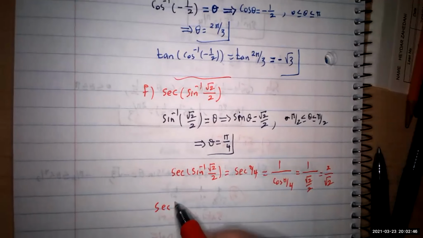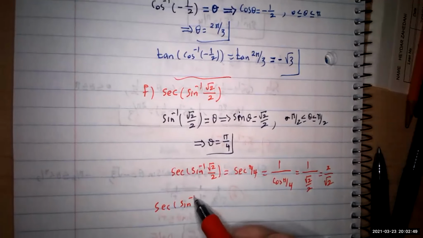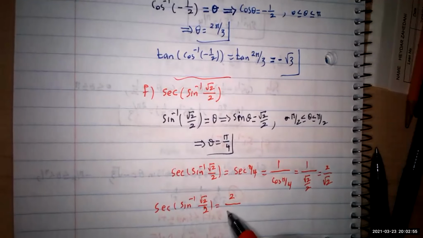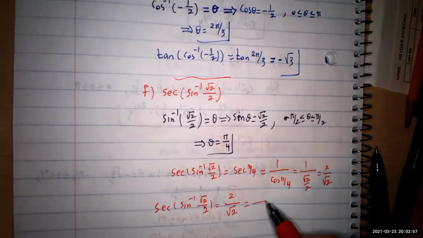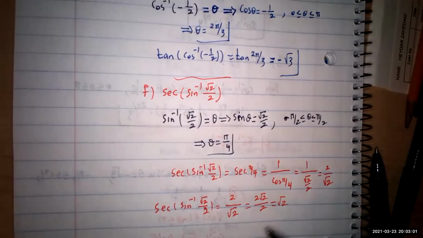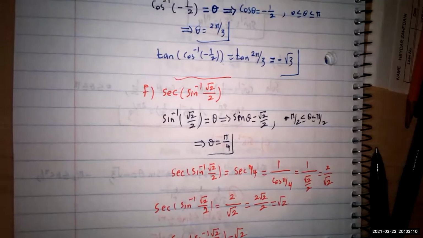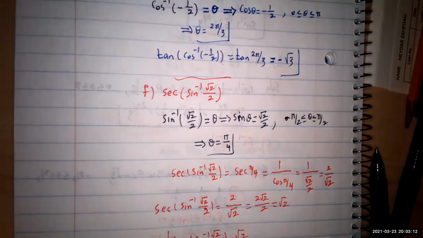So the secant of the sine inverse of radical 2 over 2 is going to be what? It's 2 over radical 2. It's going to be 2 radical 2 over 2, which is radical 2. So the secant of the sine inverse of radical 2 over 2 would be radical 2. So various formats, but the original angle is known, so you get that one right away.